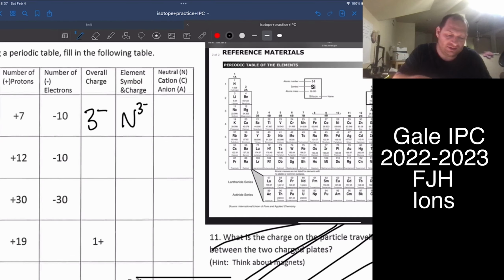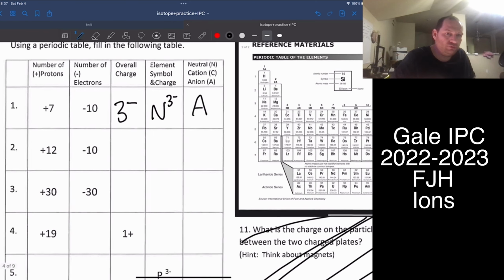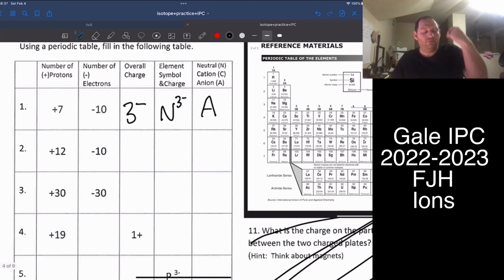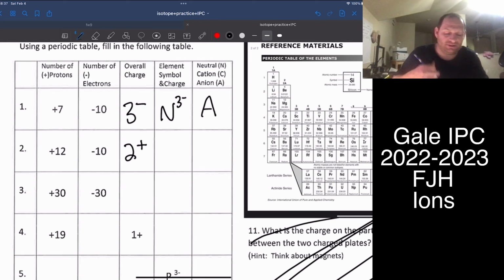All right, so I'm going to put a simple A, anion, negative charge. Let's go to number 2. We have plus 12. We have protons, plus 12 charge. Electrons, minus 10. So we have 10 electrons. Plus 12 minus 10 means our charge is 2 plus.